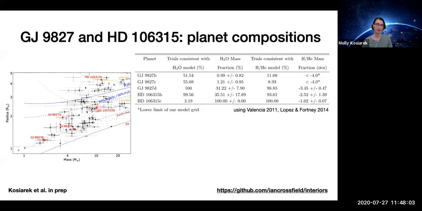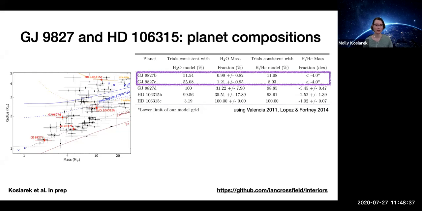Some of the trials have a mass and radius outside of the parameter space for one or both of the models, and so I'm listing the percentage of trials consistent with the models in that table on the top right, along with the average water and hydrogen helium mass fraction needed for the trials that did require some, that were consistent. To start, GJ9827B and C are both largely consistent with a rock-only composition.